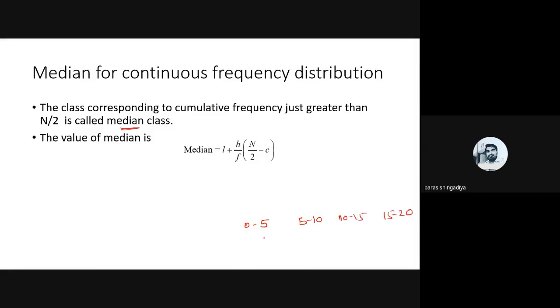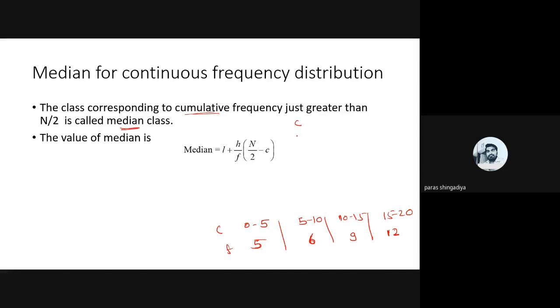This data is given with its frequencies: 5, 6, 9, and 12. So how can we check the median class for this one? First we'll derive the cumulative frequency. Here is the frequency with its class interval, and using this frequency we'll derive the cumulative frequency.